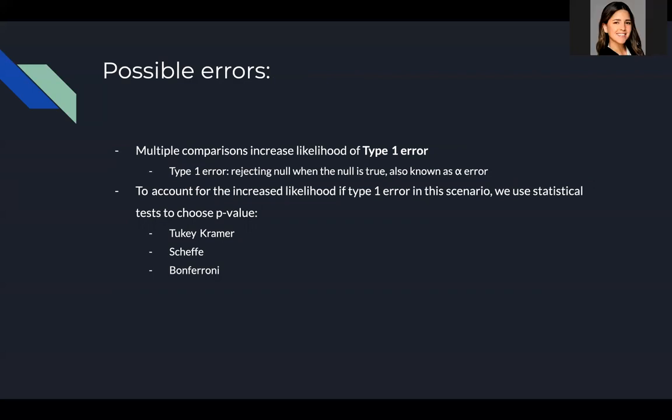So we believe that because of the multiple comparisons, there is an increased likelihood of type 1 error. And just a reminder, type 1 error is the rejection of the null when the null is true, and this is also known as the alpha error. To account for this increased likelihood of the type 1 error, we could use the Tukey-Kramer, the Scheffé, or the Bonferroni. But for this particular case, we will use the Bonferroni analysis.